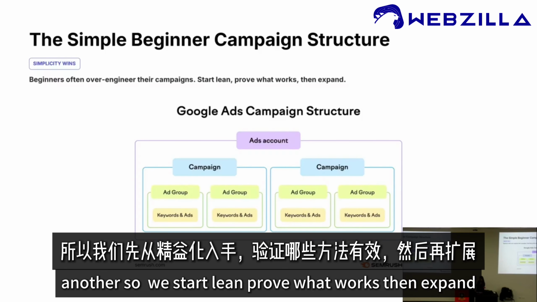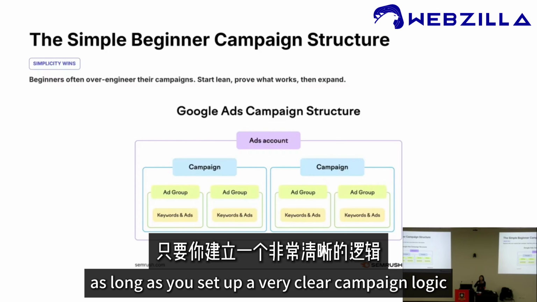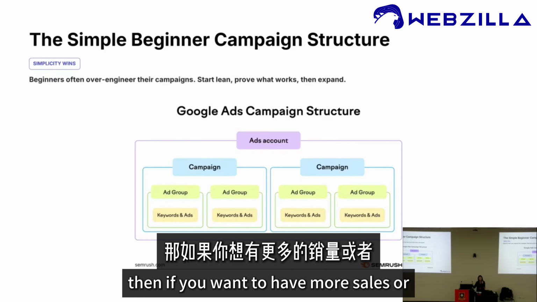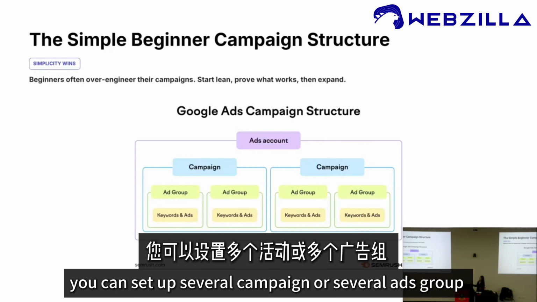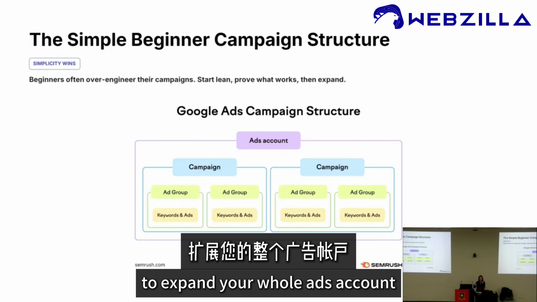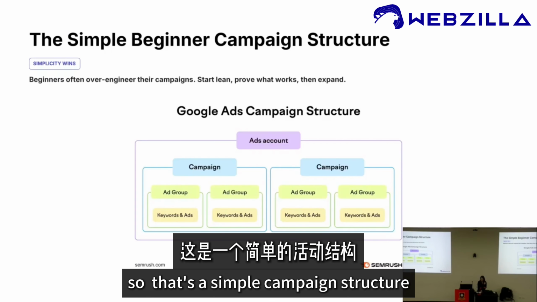So we start lean, prove what works, then expand. As long as you set up a very clear campaign logic, then if you want to have more sales or have more products to be promoted, you can set up several campaign or several ads group to expand your whole ads account. So that's a simple campaign structure.